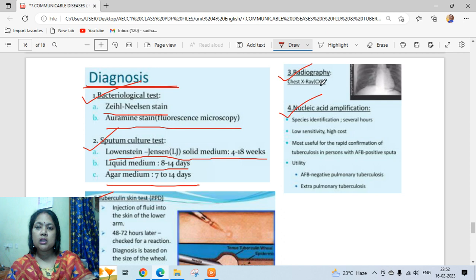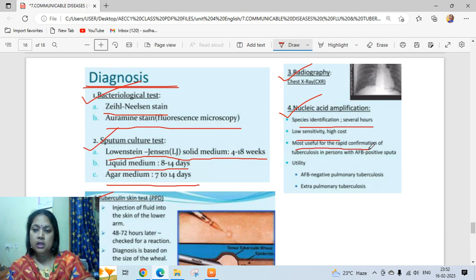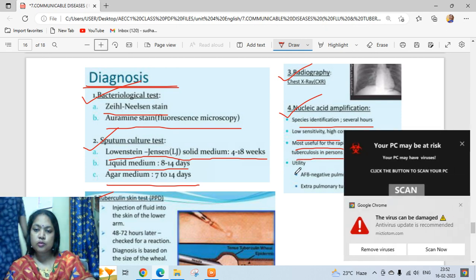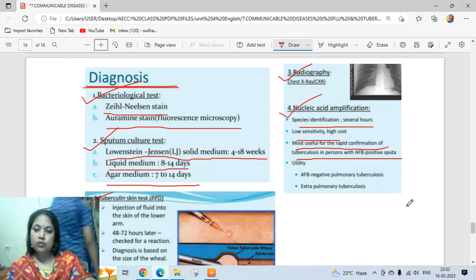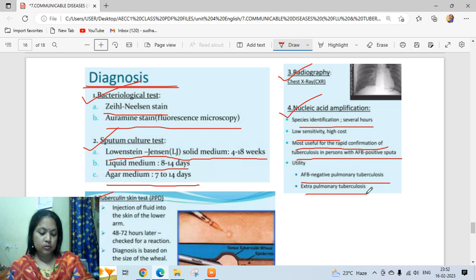Then radiography, that is chest x-ray, then nucleic acid amplification, that is species identification, it takes several hours, and low sensitivity, high cost, most useful for the rapid confirmation of tuberculosis in persons with AFB positive sputa. Then useful in AFB negative pulmonary tuberculosis, then extrapulmonary tuberculosis.